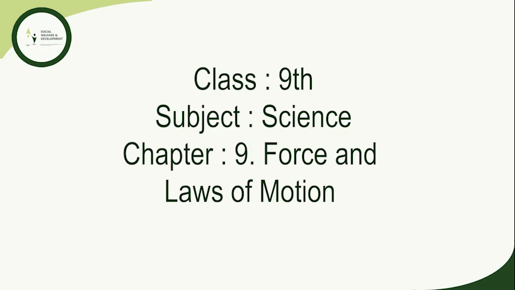So the total momentum of the girl and cart before interaction will be 40 kg into 5 meters per second plus 3 kg into 0 meters per second. That would give us the total momentum of the girl and cart before interaction equal to 200 kilogram meters per second. Now the total momentum after interaction will be (40 plus 3) kilograms times v meters per second, that is 43 v kilogram meters per second.